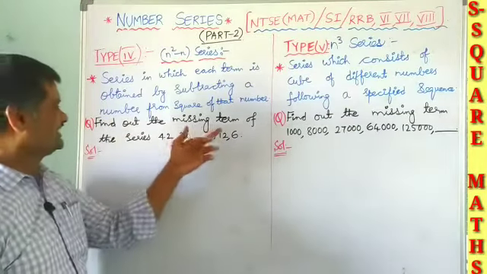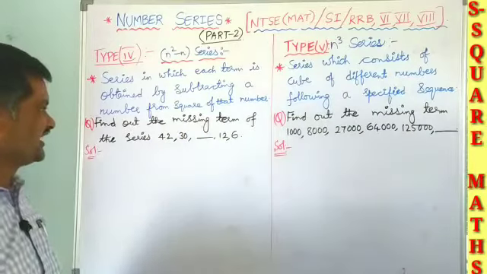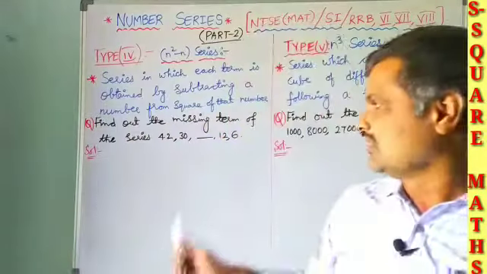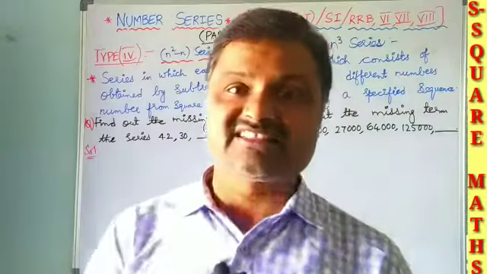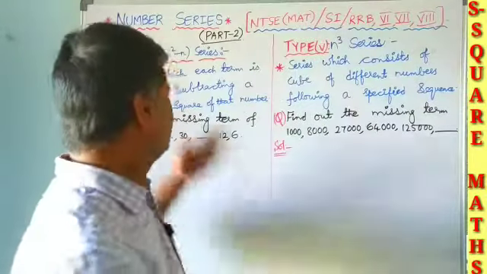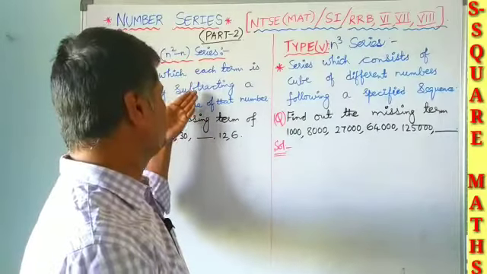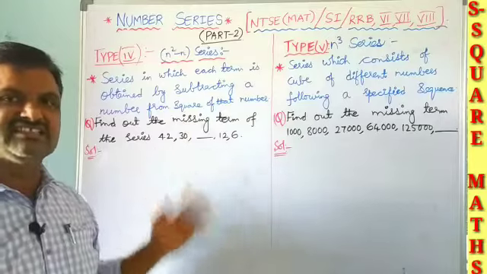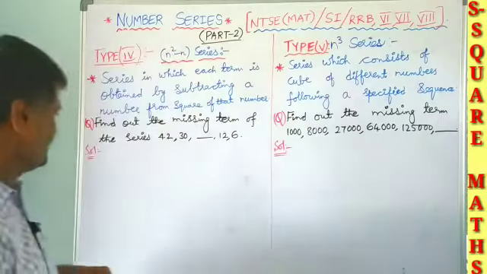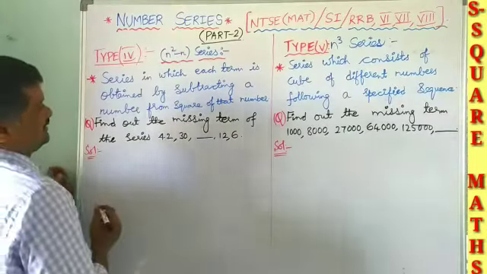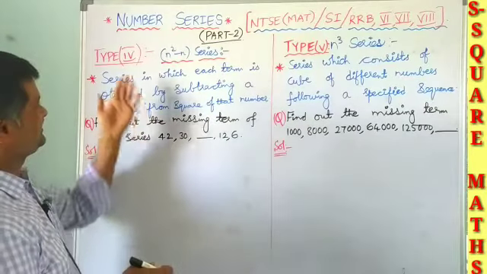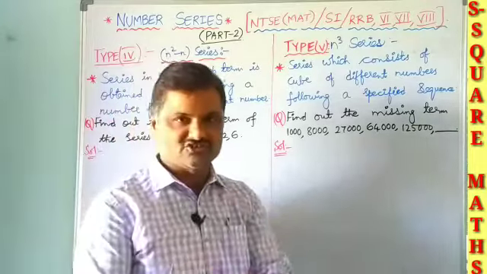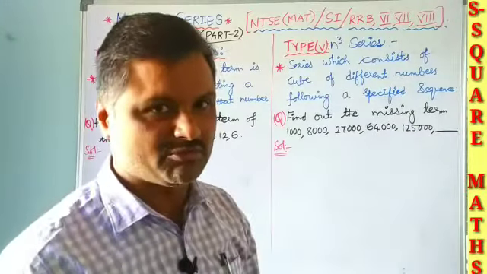Find out the missing term of the series 42, 30, the missing term, 12 and 6. Now how to go about it? Since we are discussing types of series, each and every series, its name, its property and the problem, please listen carefully. Now here, if you observe carefully, since it is n square minus n, each term is decreasing. That is the first point to be followed while doing the problem.